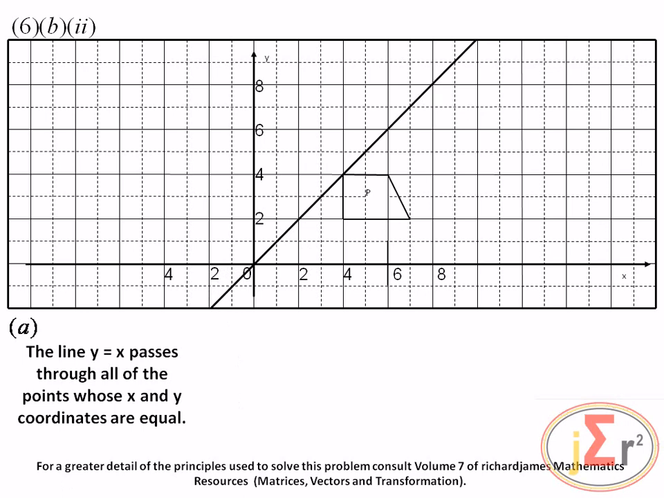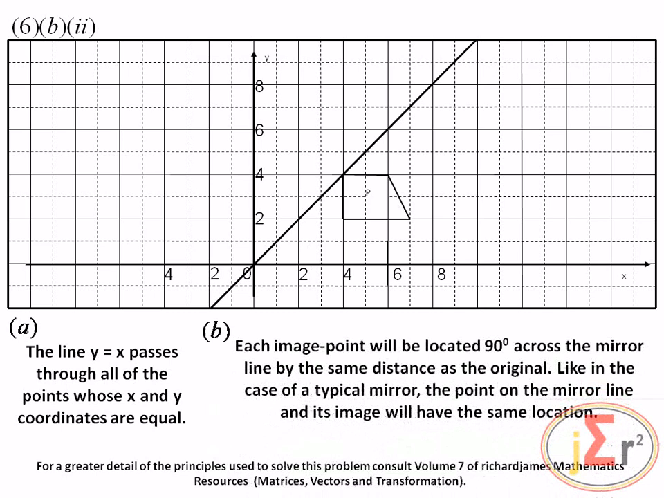Next, we are going to find S, the image of P under a reflection in the line y is equal to x. Each image point will be located 90 degrees across the mirror line by the same distance as the original. Like in the case of a typical mirror, the point on the mirror line and its image will be located at the same spot. So if we are going to find the image of this point, we go 90 degrees across by the same distance that we have on this side, and that is where the image is going to be.